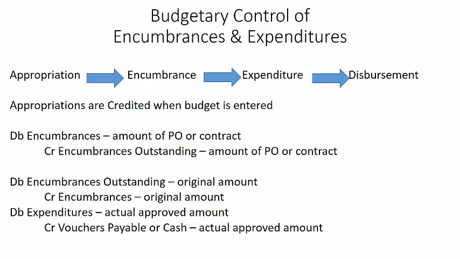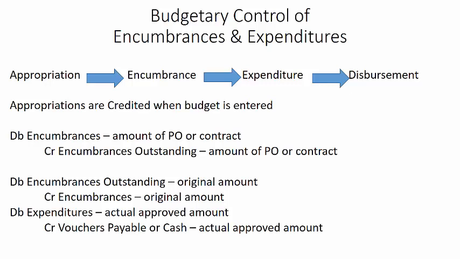Encumbrances outstanding is kind of like pre-accounts payable, if you will. It's going to be that little temporary holding account. And again, when this transaction is entered at the encumbrance part of our flow, we are going to do it for the exact amount of the purchase order or contract that's being issued.